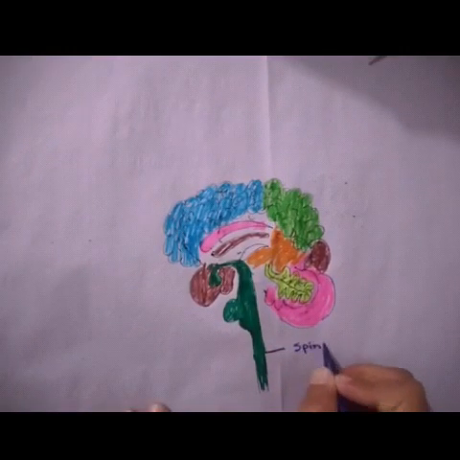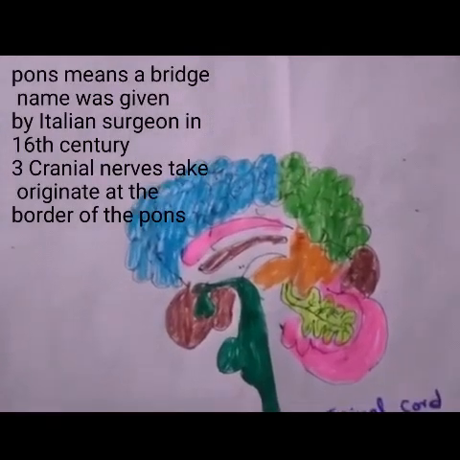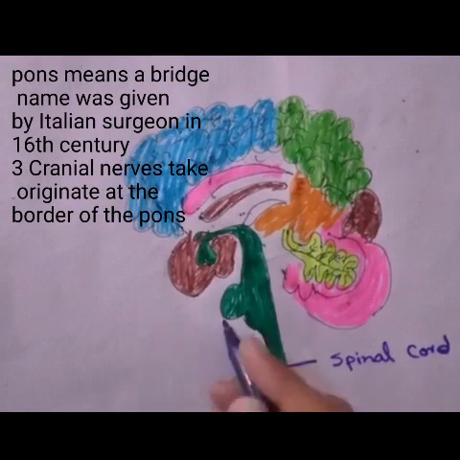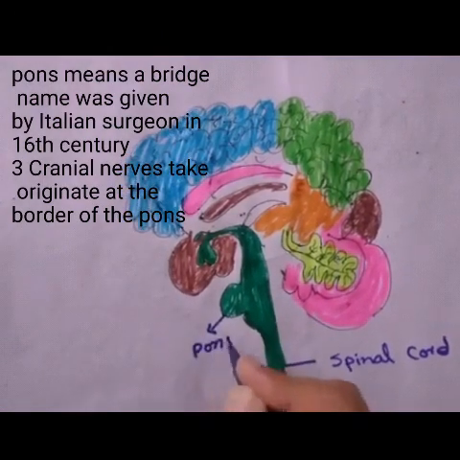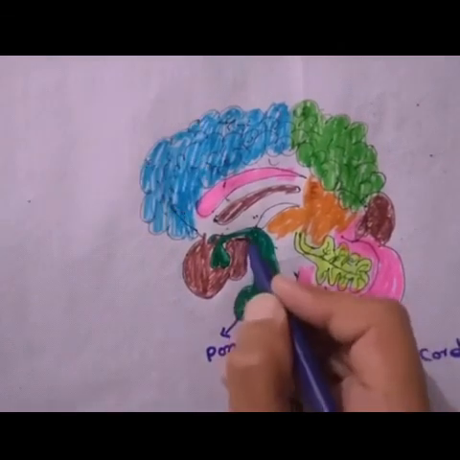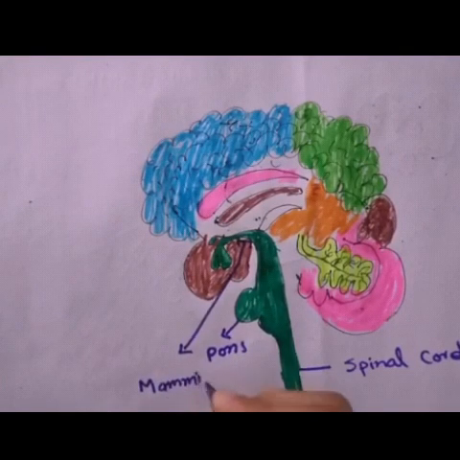After the spinal cord, the pons. Pons is Latin for bridge. The name was given by an Italian surgeon in the 16th century. The three cranial nerves originate at the border of the pons. The midbrain extends from the mammillary body to the pons inferiorly, which conveys descending and ascending impulses.